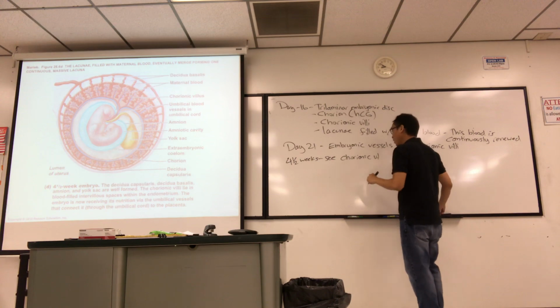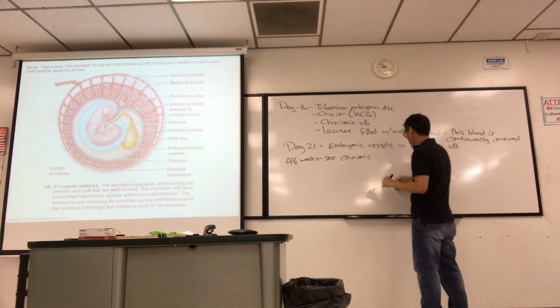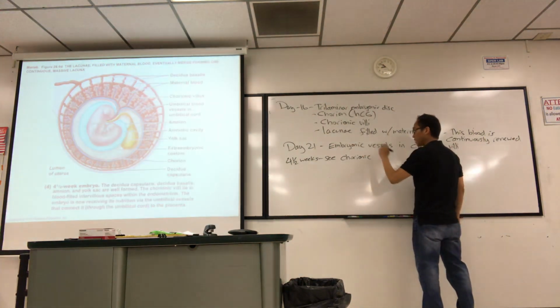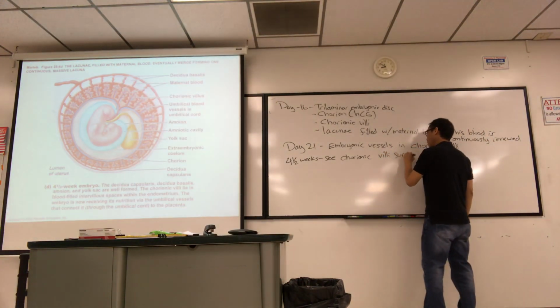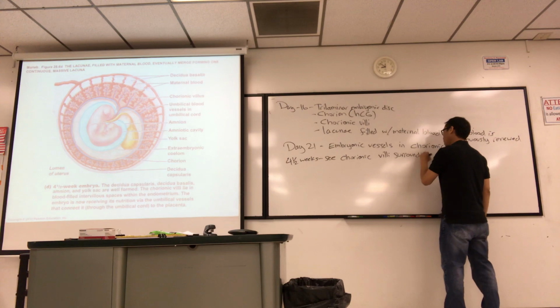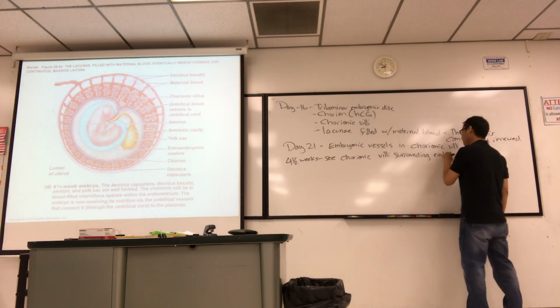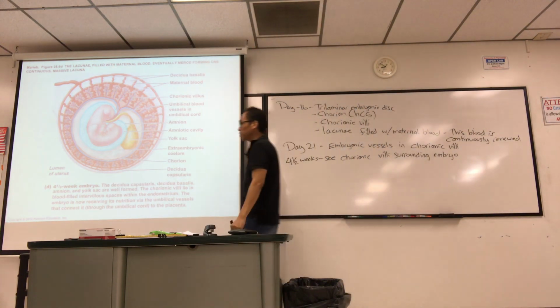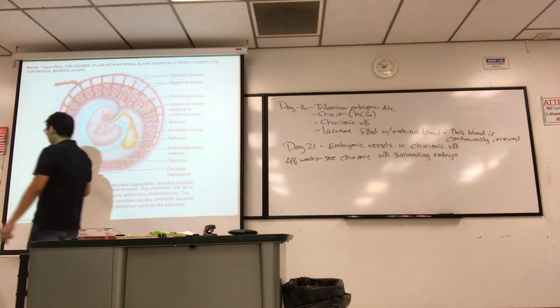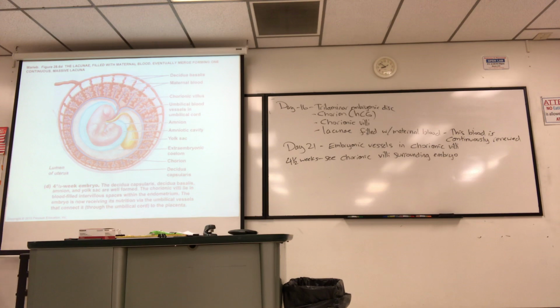So I'm writing, you see chorionic villi surround the embryo. But eventually, you just want them on the same side as the umbilical cord. So the ones on the capsularis side, they completely flatten out.